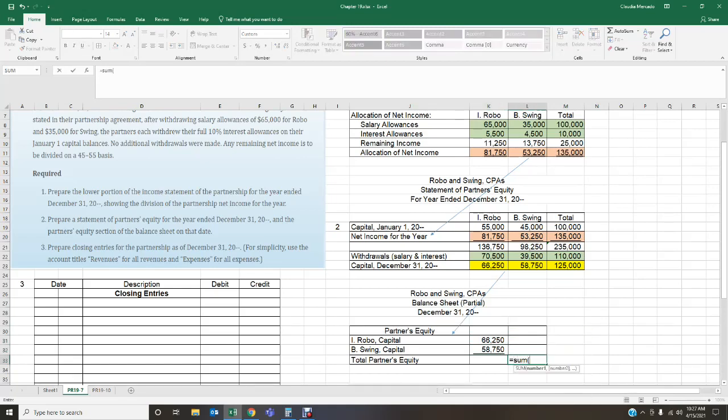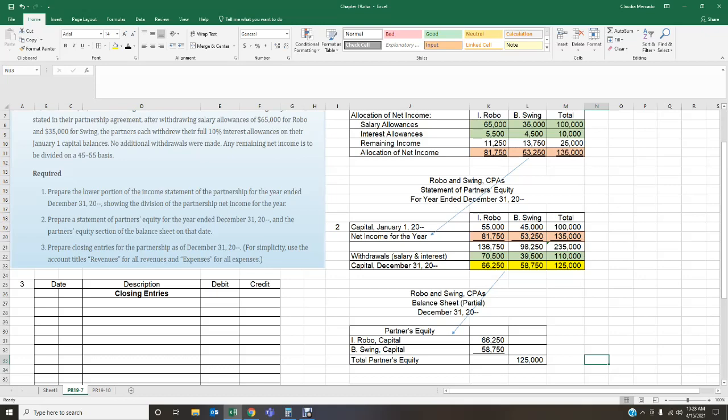Our total partners' equity, you add those two numbers together for both of your partners, and that gives you the 125,000. So this basically gives you the ending capital balance for each of your partners. We had already calculated that in my statement of partners' equity. I just bring that down and put it into the partners' equity section of my balance sheet. So that is requirement number 2.